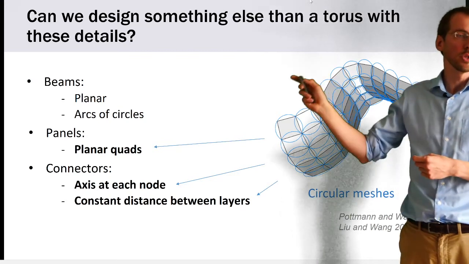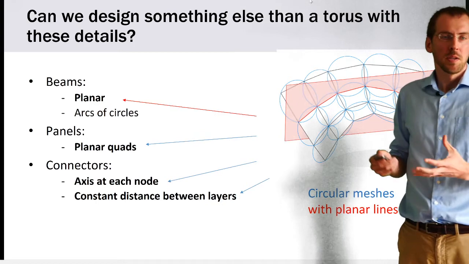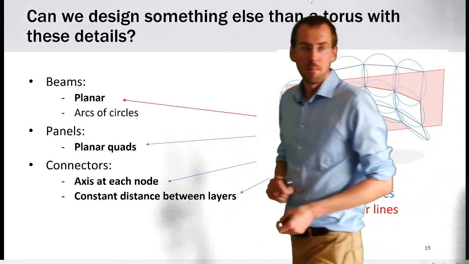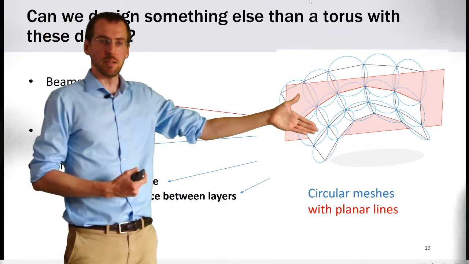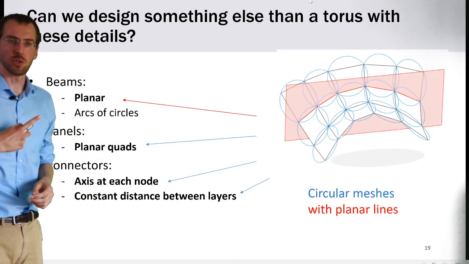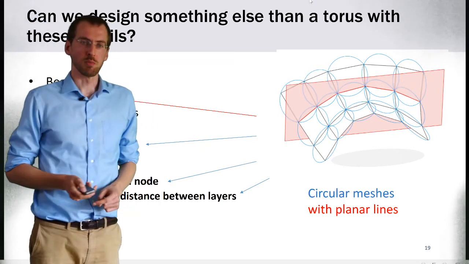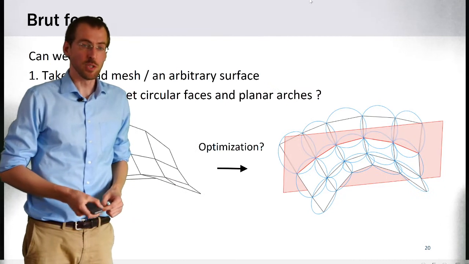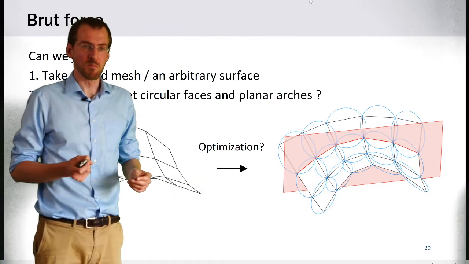Now, if we want on the top to have planar beams, the object we want to look at is actually circular meshes with planar lines, so meshes for which each line is included in a plane. And we see that the last property of having constant curvature radius will actually come naturally studying these properties. So how can we generate a shape with all these properties at the same time?